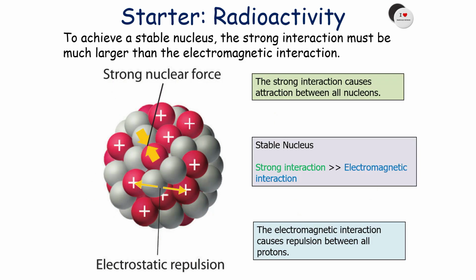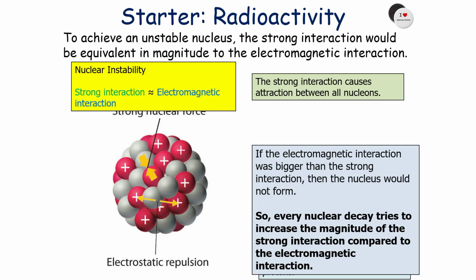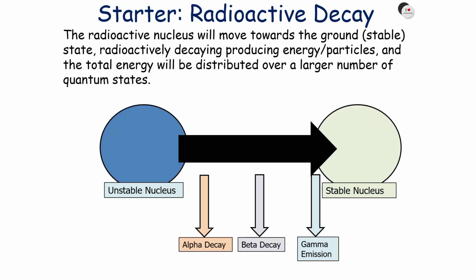So like we said before, a stable nucleus is where the strong interaction is much larger than electromagnetic, whilst nuclear instability is where the strong interaction and the electromagnetic interaction are of similar size. So a radioactive nucleus will move towards the stable or ground state by radioactively decaying and producing energy or particles, and this energy will be distributed over a larger number of quantum states. So it can happen by either alpha, beta or gamma decay.